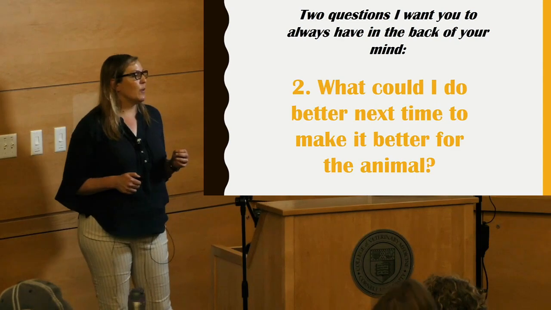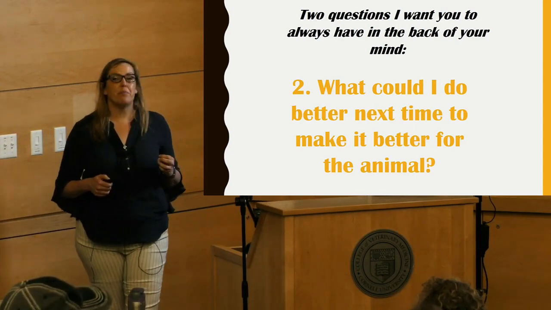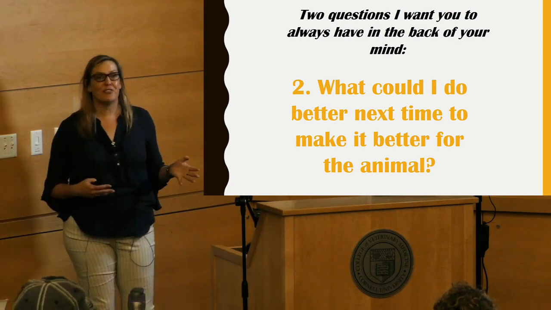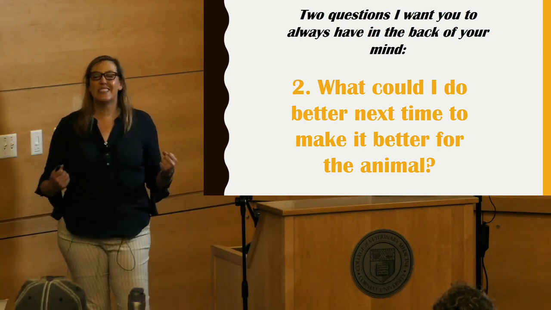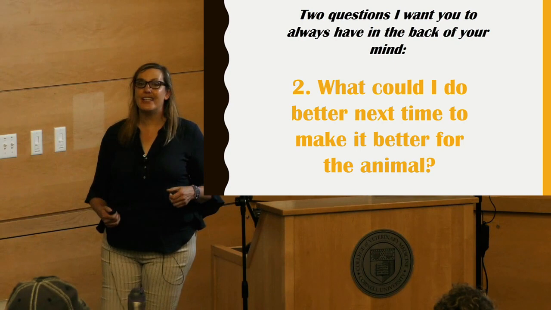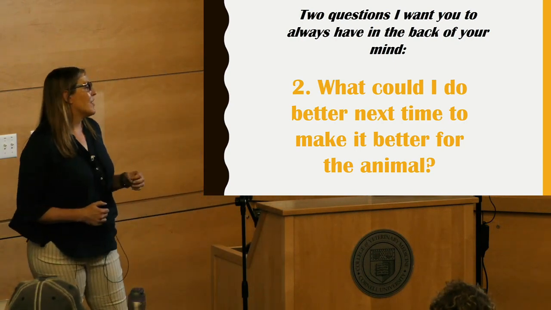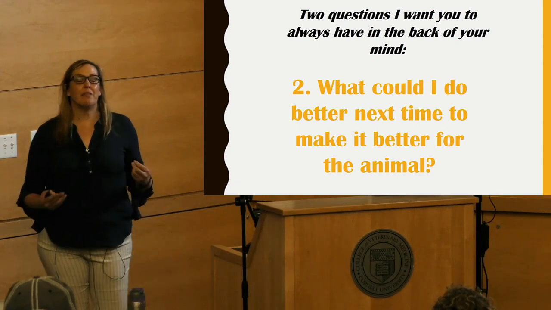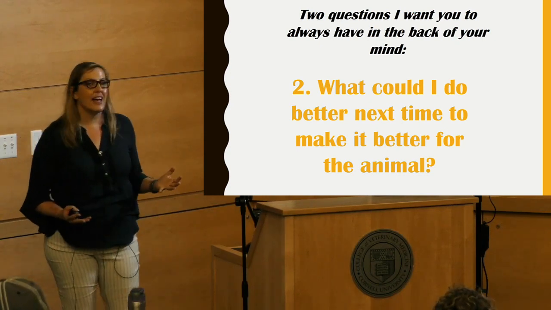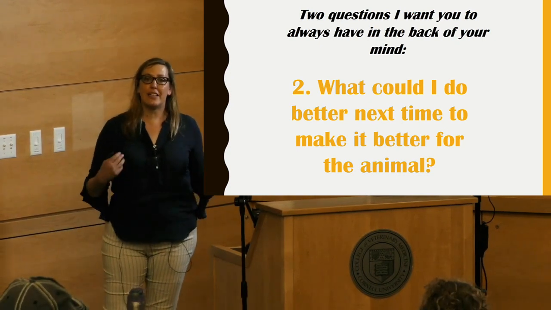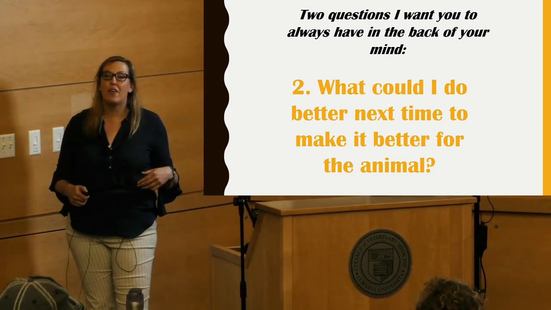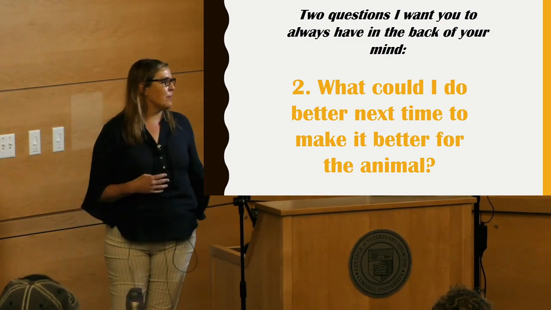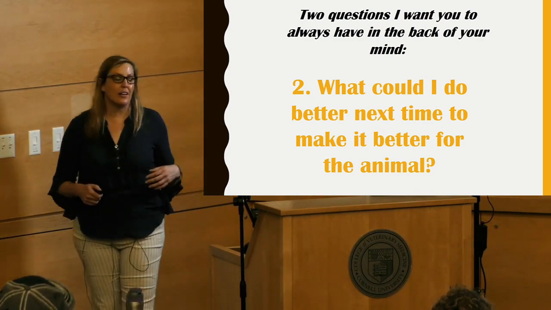The second one is, what could I do better next time to make it better for the animal? And I always think about this when I'm working with my dogs for training, like, oh, I missed a reinforcement spot there, and boy, he did not like that. Or, you know, I set up the environment just a little bit wrong. I'm going to have to be more thoughtful about that next time. So really thinking and being self-critiquing about what I can do better, and maybe set this up better for other animals in the future as well.